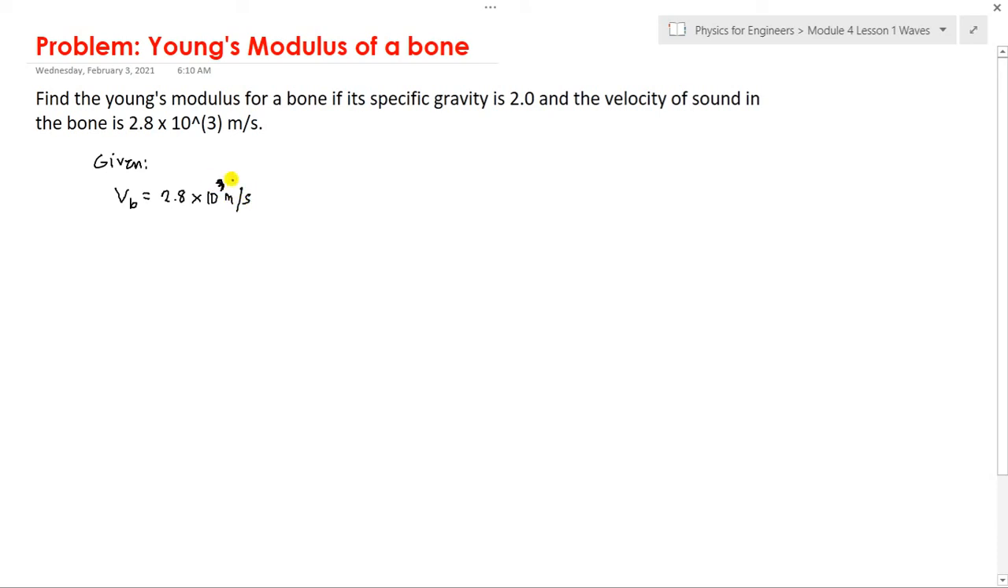Again, the bone is solid, so sound can travel there, and sound is a longitudinal wave. We have a specific gravity, that is Sg, equal to 2. That is the specific gravity of the bone. What is to be found here is the Young's modulus, that is Y of the bone. So to solve for the Young's modulus, solution.